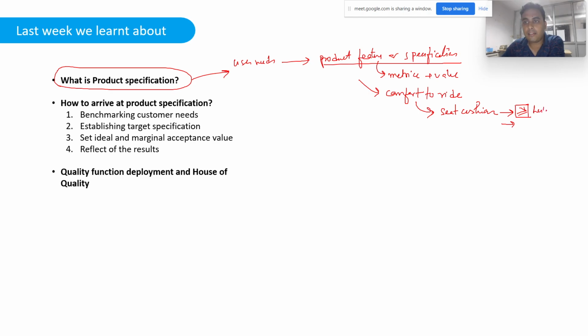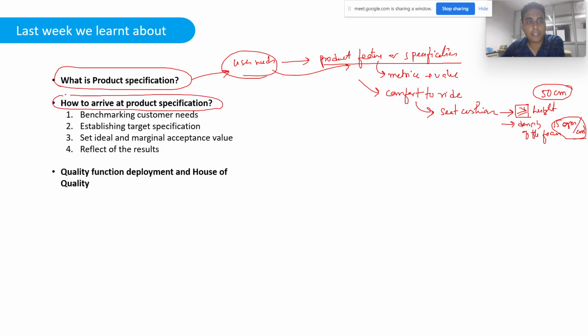So it can be height or the density of the foam, and we need to have some sort of value. For example, seat cushion can be like 50 centimeter, and similarly the density can be something around 15 gram per centimeter cube. So this is how we convert the qualitative user requirements into specifications. The next thing we learned in the last class was how to arrive at particular product specifications.